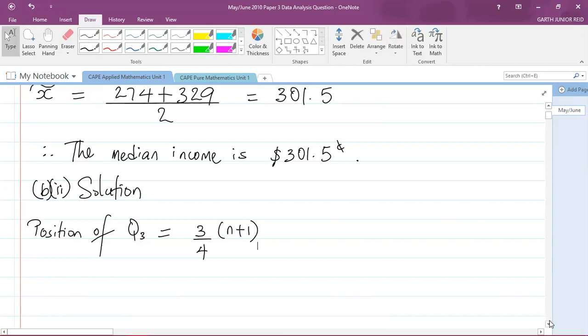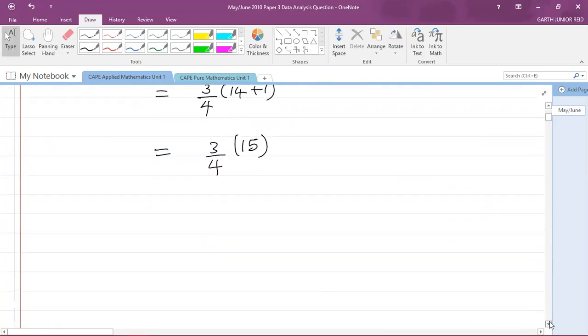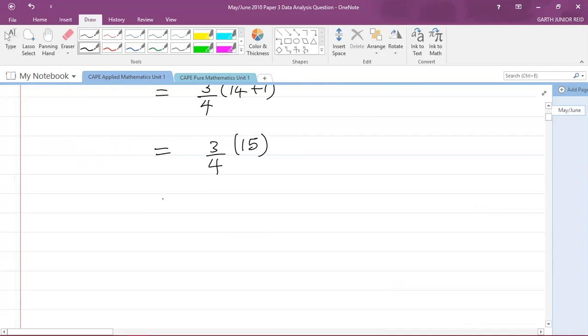We already know what n is. N is the number of values that we have, and they told us that we have 14 values. That's 3 out of 4 times 14 plus 1, which is equal to 3 over 4 times 15. If you put that into your calculator, you should get 11.25, and that is the position for Q3.